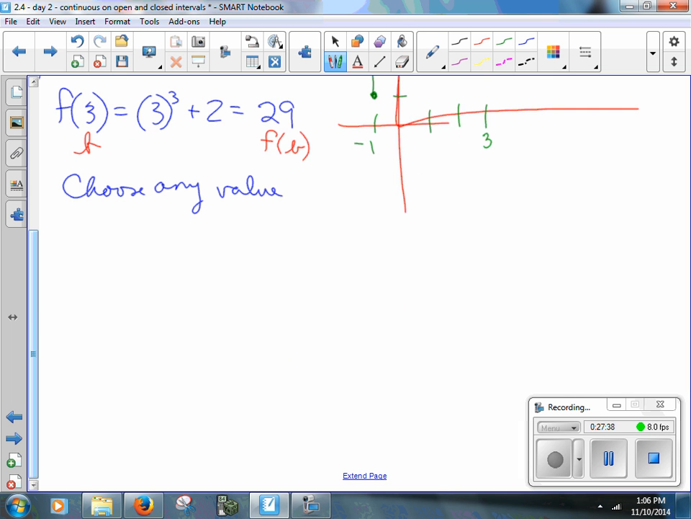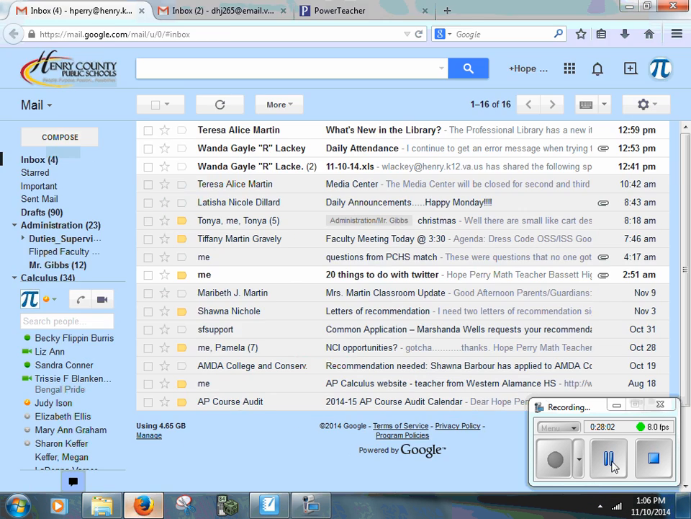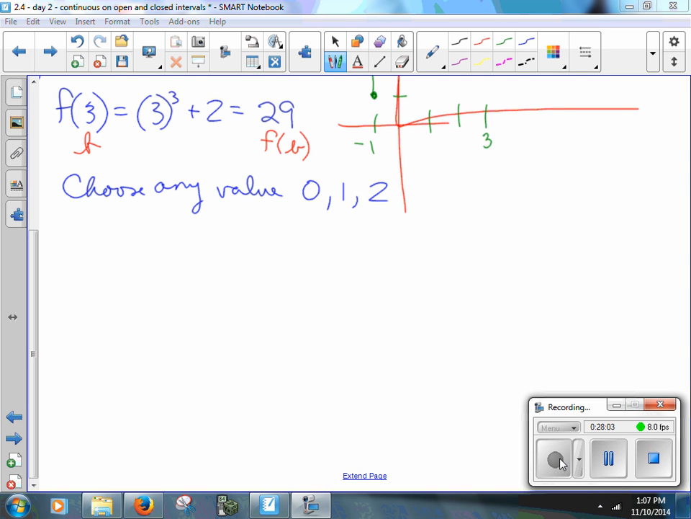So, choose any value: 0, positive 1, positive 2. Could I choose a fraction? If you want to. Why do I not want to? It's not an integer. I'm not using a calculator, so I want something easy. What would be easy? 1. Okay, we'll choose 1 because Jeff said so.